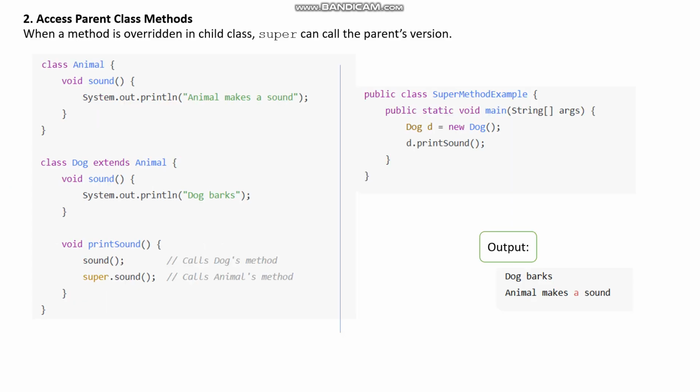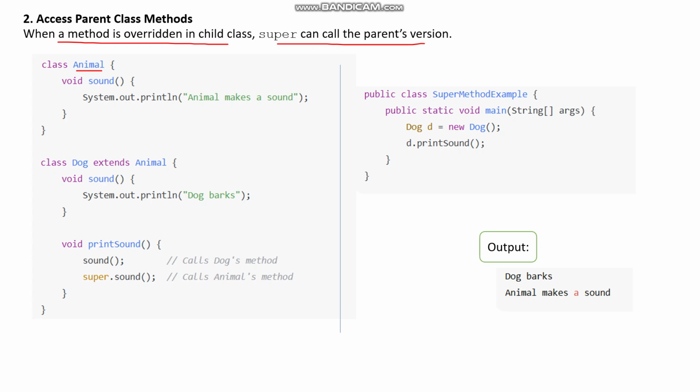Coming to the second usage here: access the parent class method. Whenever the superclass as well as the subclass both have methods with the same name, that is, when a method is overridden in the child class, then we use the super keyword. Coming to this one here, class Animal. The parent class name is Animal. It contains a method, void sound.